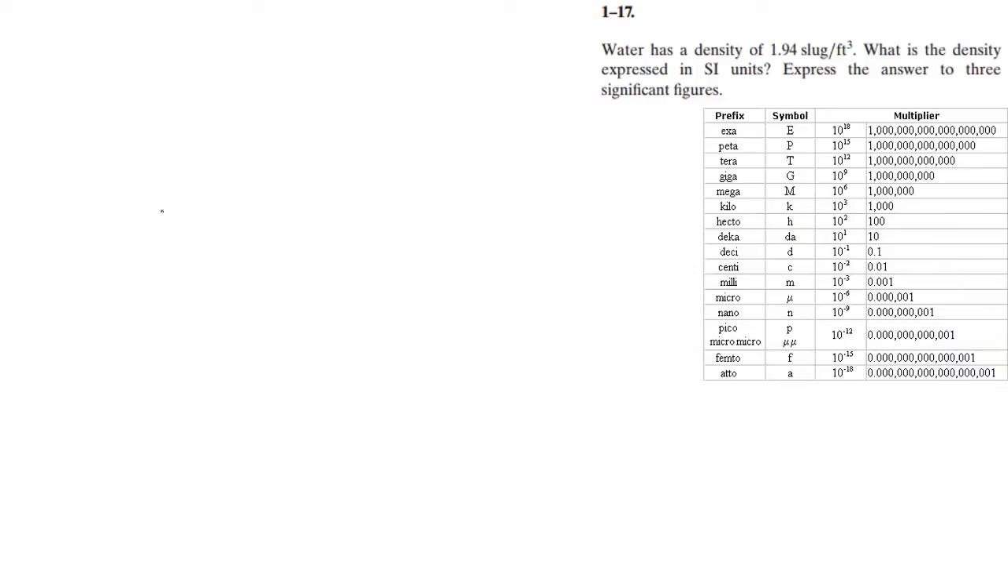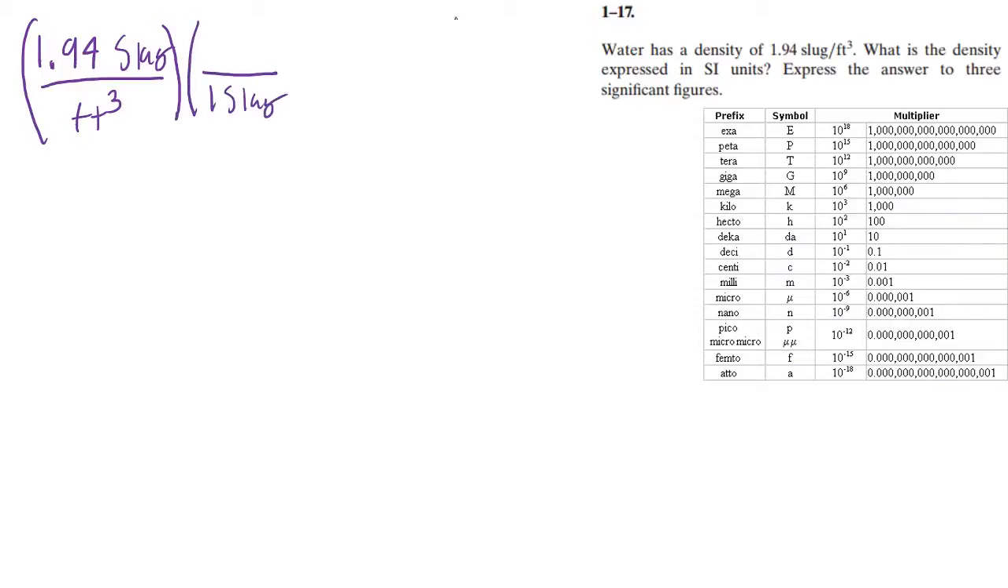So 1-17. Water has a density of 1.94 slugs per feet cubed, excuse me. What is the density expressed in SI units? Fortunately, this looks super easy. So 1.94 slugs per feet cubed. Awesome. And from previous problems, 1 slug. So we just want this in SI units. So super easy. We've done this in, I think, the second problem.